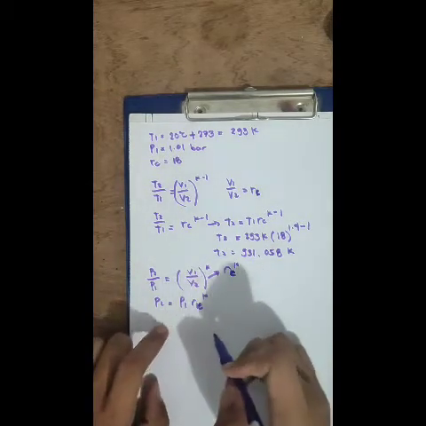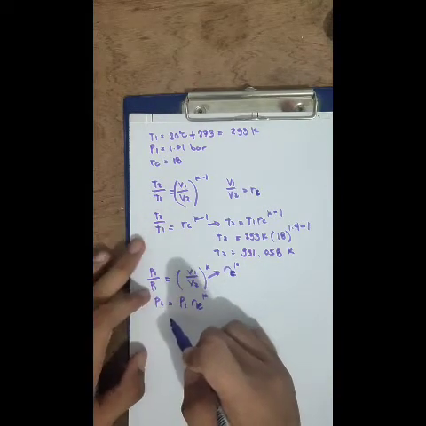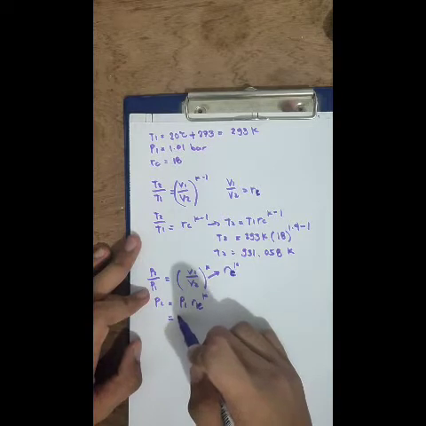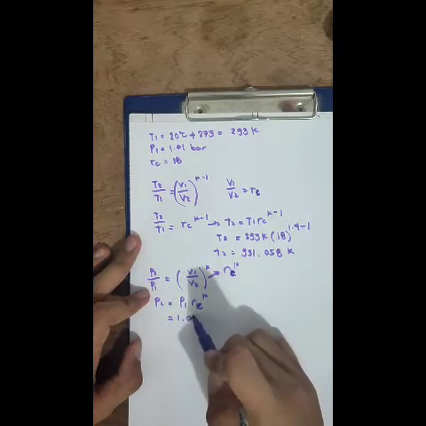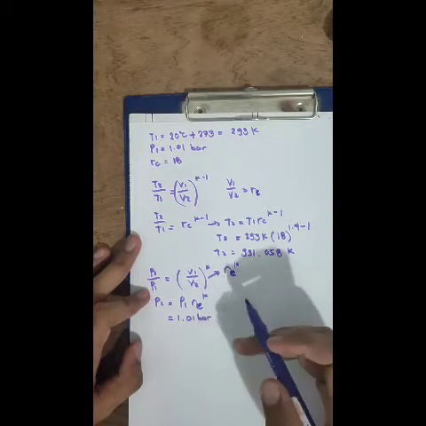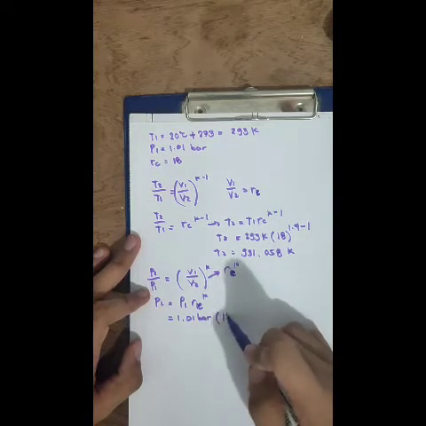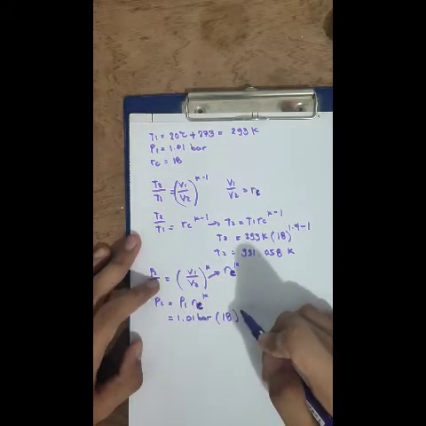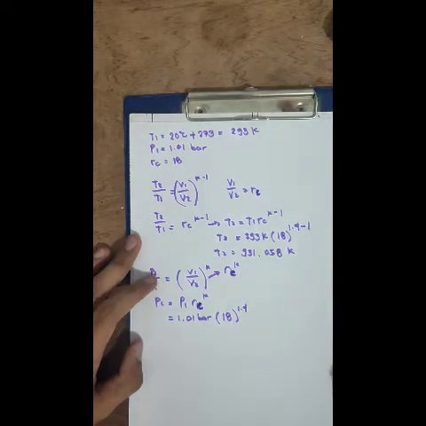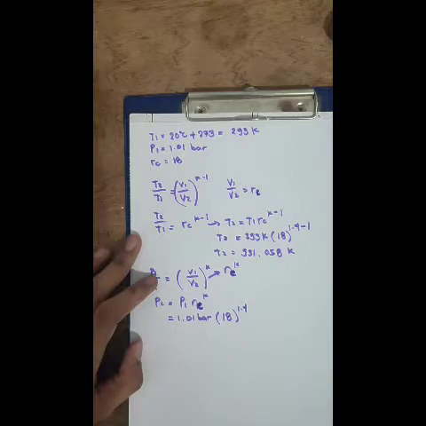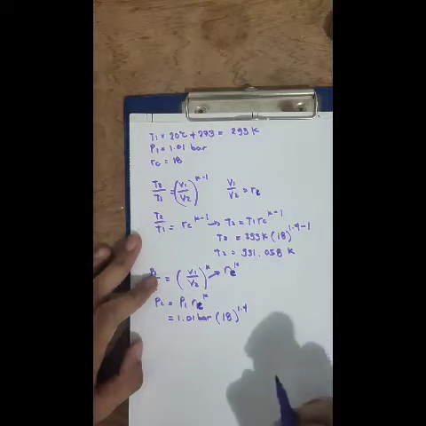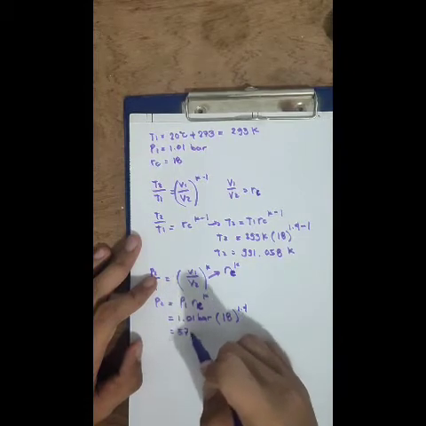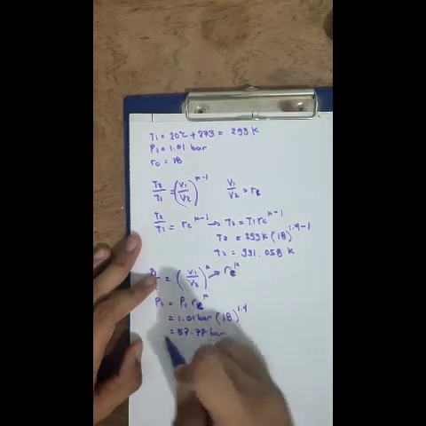So from this you will have to substitute all the data here. P1, which is 1.01 bar, and RC, 18 raised to K, which is 1.4. We will get a value of 57.77 bar. That's the P2.